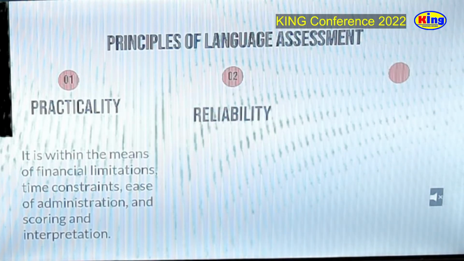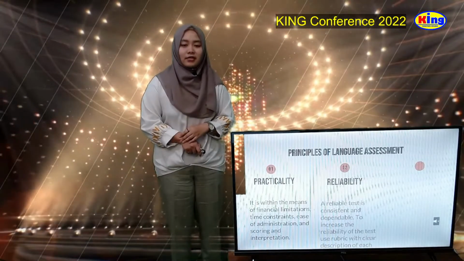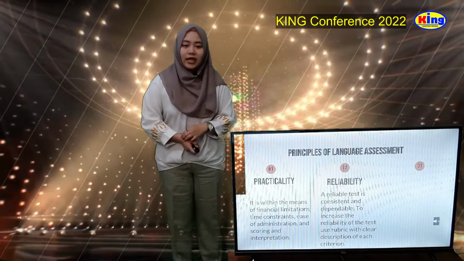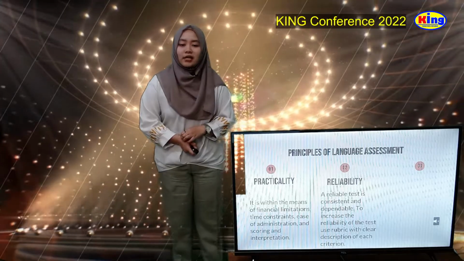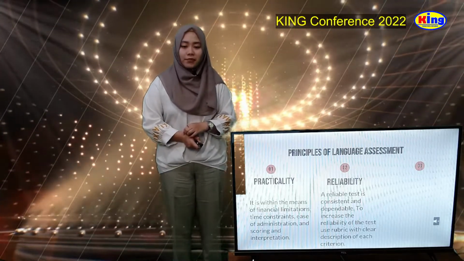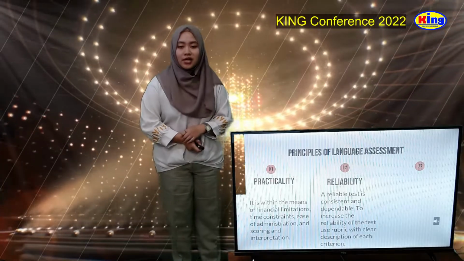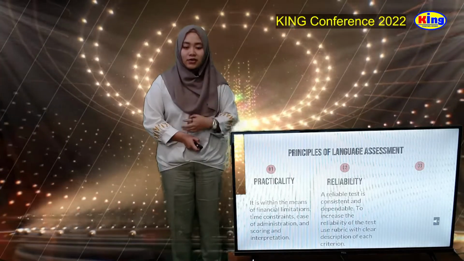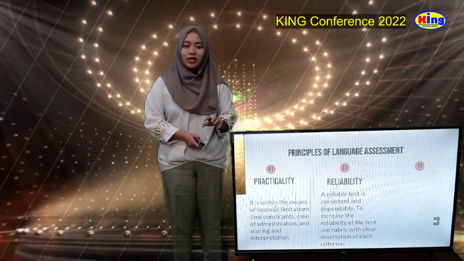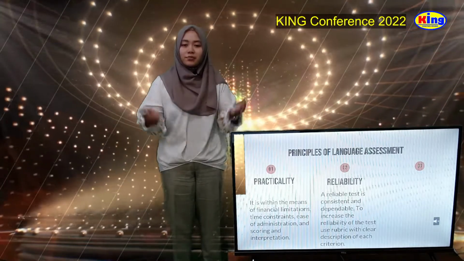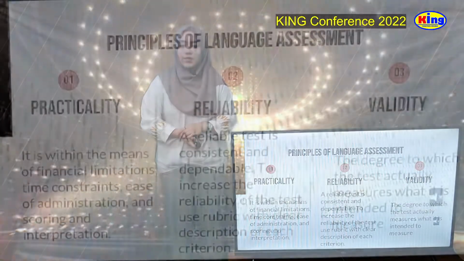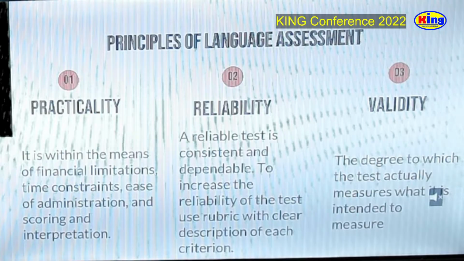And then number two, reliability. A reliable test is consistent and dependable. To increase the reliability of the test, use a rubric with clear description of each criterion. So when we have an assessment, it is easier for the teacher to use the rubric because we can give the student a score based on the rubric. And then validity: the degree to which the test actually measures what it is intended to measure.